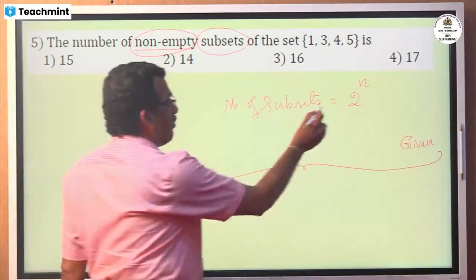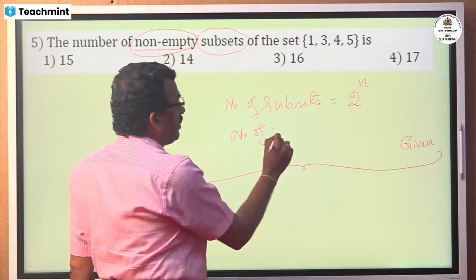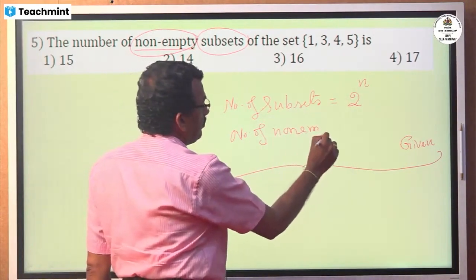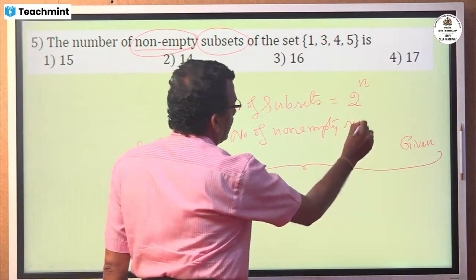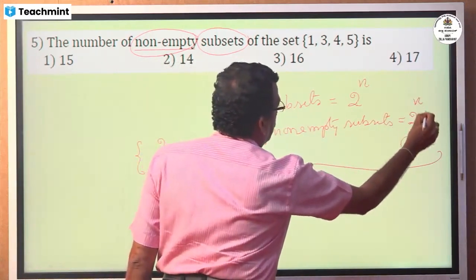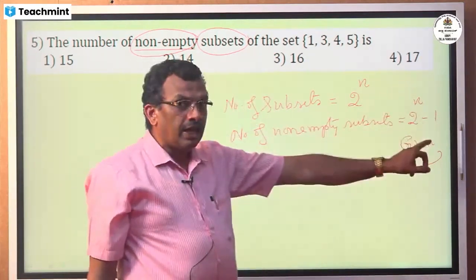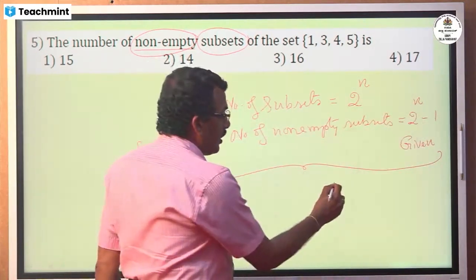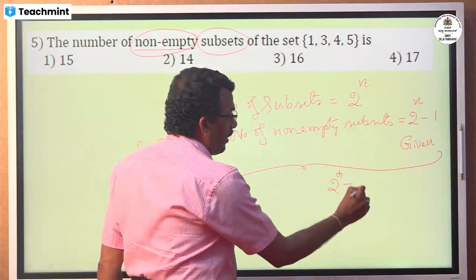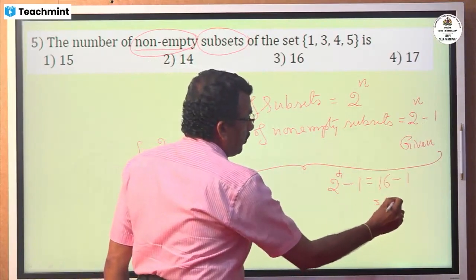Therefore, number of subsets is equal to this one. Number of non-empty subsets is equal to 2 to the power n minus 1. Not n minus 1, the minus 1 should come below. So it is 2 to the power 4 minus 1. 2 to the power 4 is 16, minus 1 equal to 15.